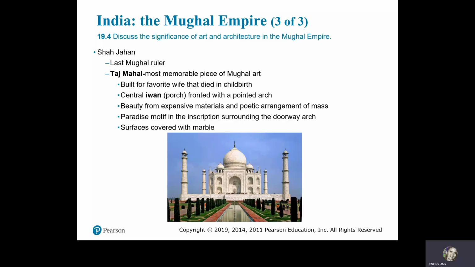Shah Jahan is the last great Mughal ruler. He's most known for the Taj Mahal. It's the most memorable piece of Mughal art. It was built for his favorite wife, who died in childbirth.